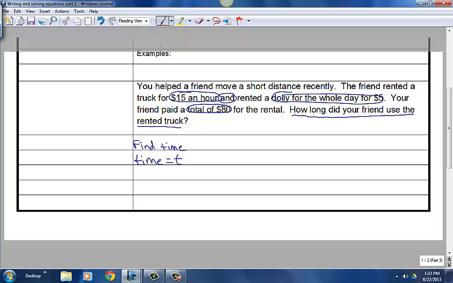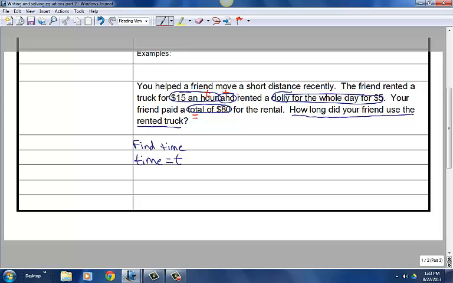$15 an hour, there's my time piece. There's the variable that I'm going to be looking for. So I'm going to label that as T because I know that the time is what I'm looking for. I also notice right down here that the word total usually means to put an equal sign in your equation. The word and usually means to add. If I have $2 and $20, I would add them together to get my total.